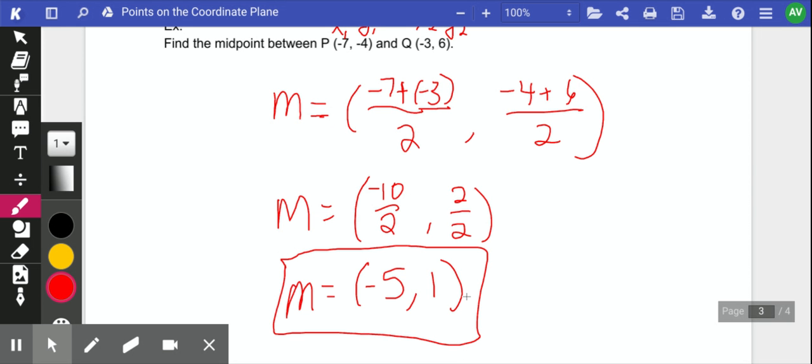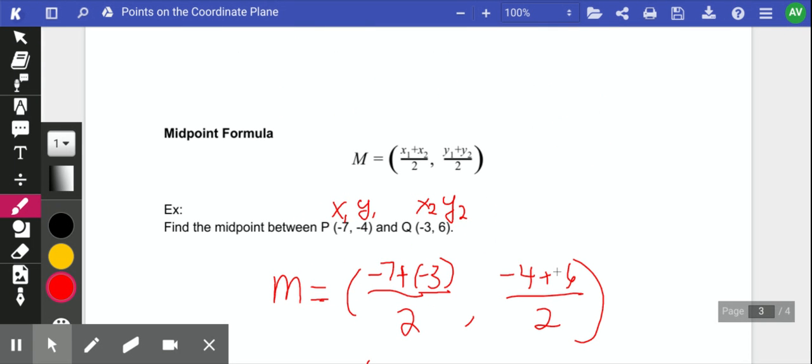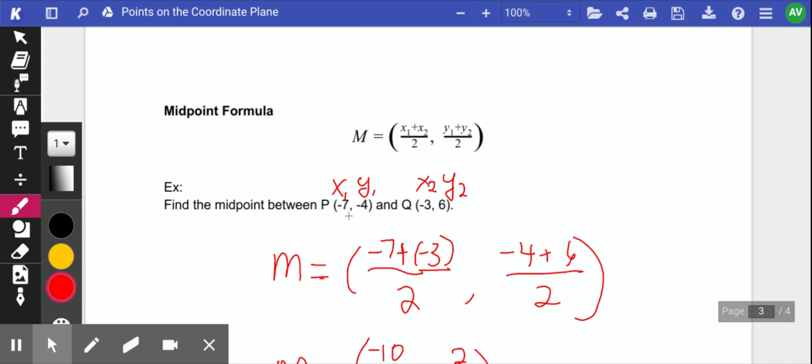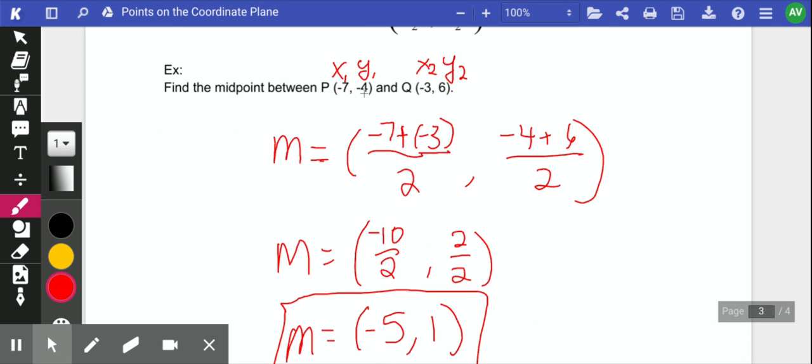And that's what you do. You leave it just like that. For some reason, I always have students who add these together or do some other weird stuff, and it just stays like this. So please note, this was a negative, and that's okay. And that makes sense because the two x coordinates were negative.